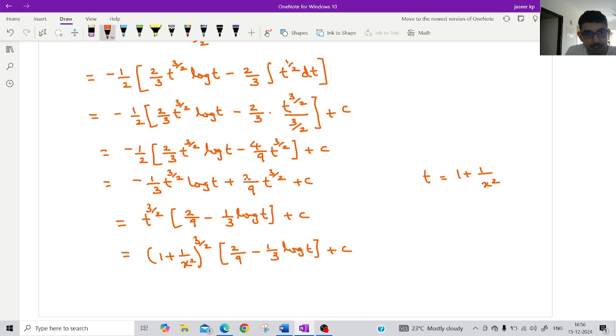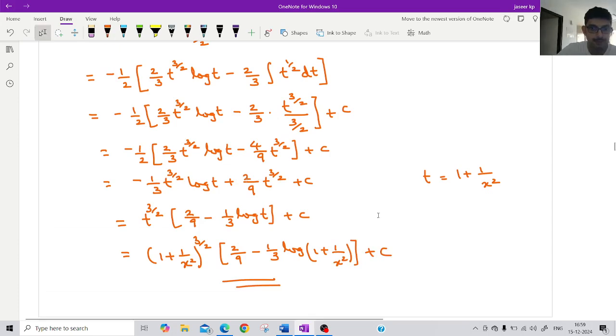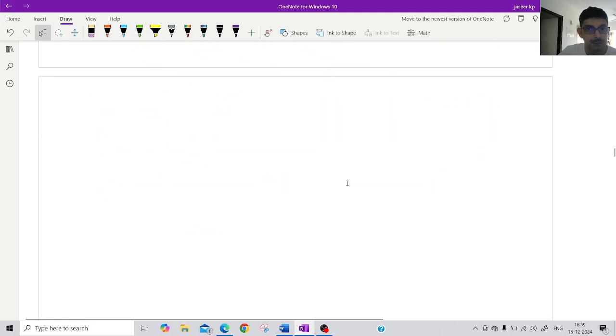Log t again we can write it as, instead of t here, log of 1 plus 1 by x square plus c. So this will be the answer to this particular problem. Okay, now we'll move to the next one.